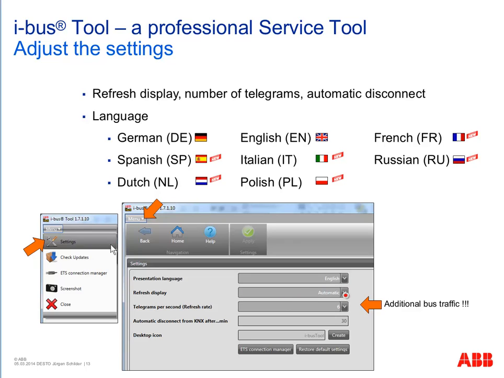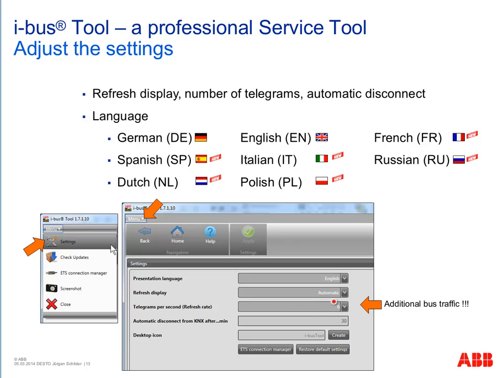For the refresh display, we have the possibility of automatic or manual. Automatic means the iBUSTool sends telegrams to our KNX device and reads out the status and all the information automatically. When you choose the parameter manual, you have to press the refresh button in the iBUSTool every time. Default is automatic.